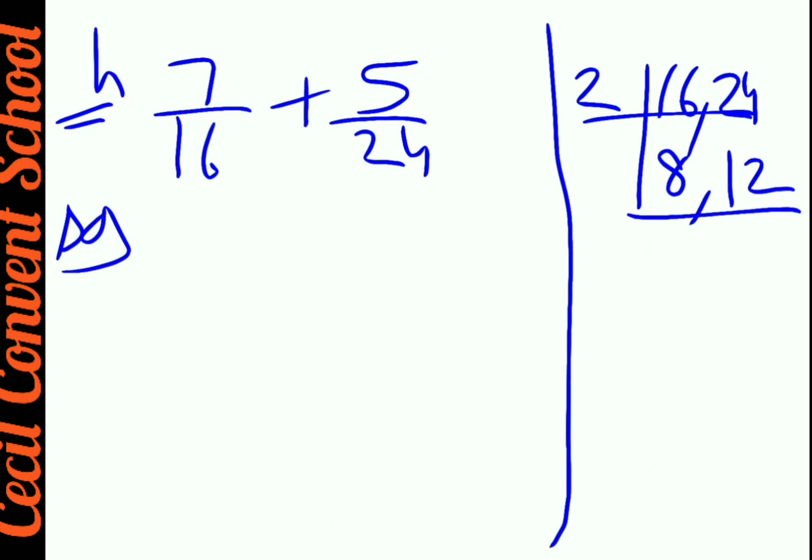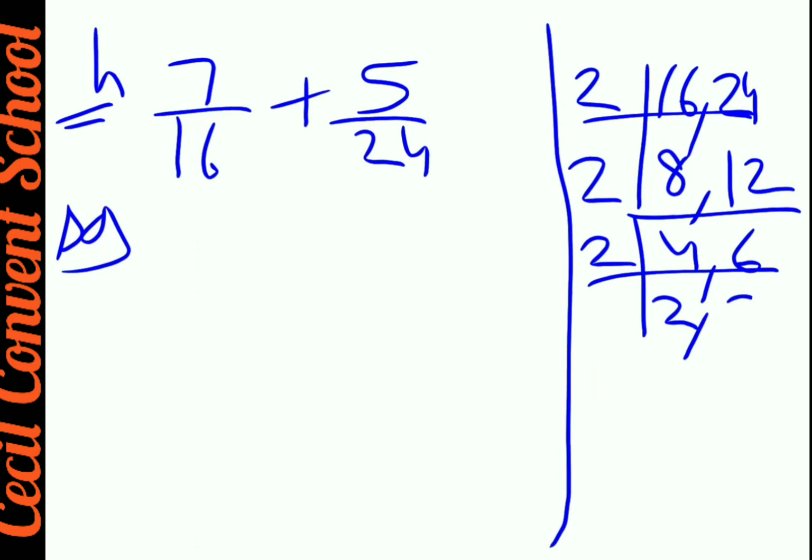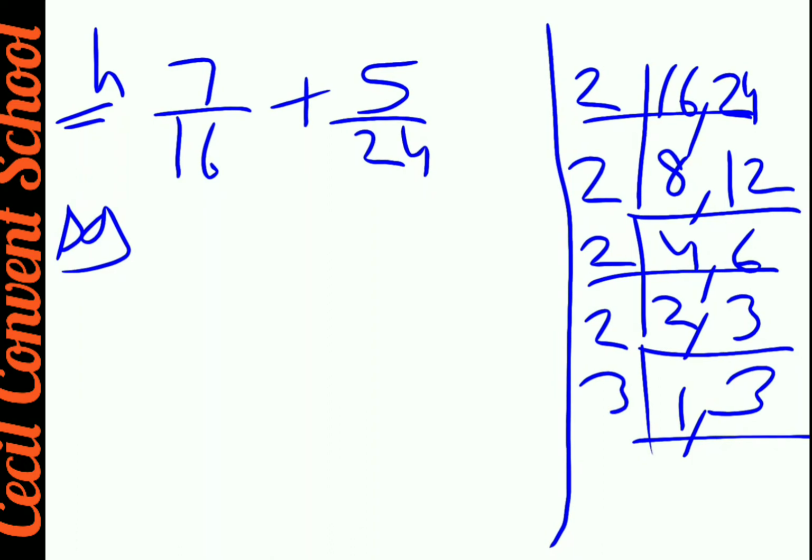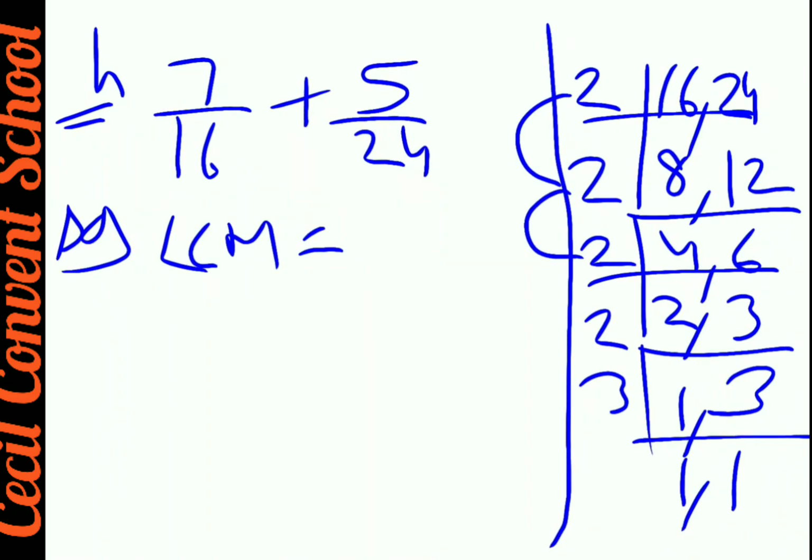Now 8 and 12 also come in which table? 2 table. 2 4s, 2 6s. Then again 2. 2 2s are 4, 2 3s are 6. We always take a prime number, means it does not come in any table. So 2 1s are 2, and 3 will come as it is. Then 3, 1, 1. Now what we do, we will multiply them. So the LCM will be what? 2 2s are 4, 4 2s are 8, 8 2s are 16, 16 3s are 48. So the LCM will be 48.